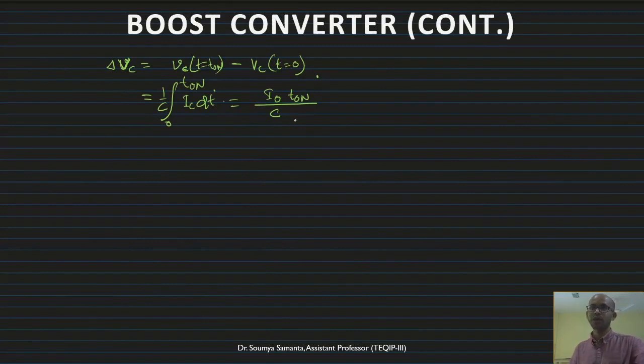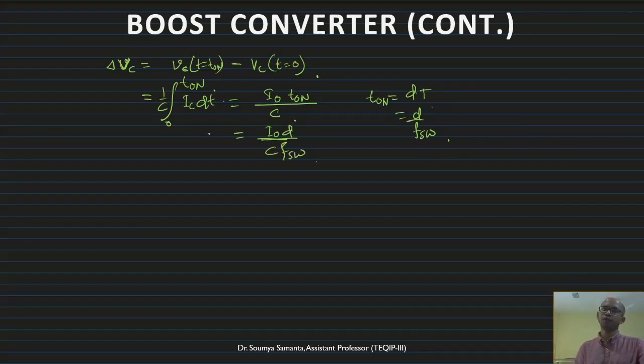Now T on we can replace: T on by T equals D, so T on equals D into T, and D into 1 by FSW is T on. So what we can write is I naught into D by C into FSW, which is equal to delta VC.